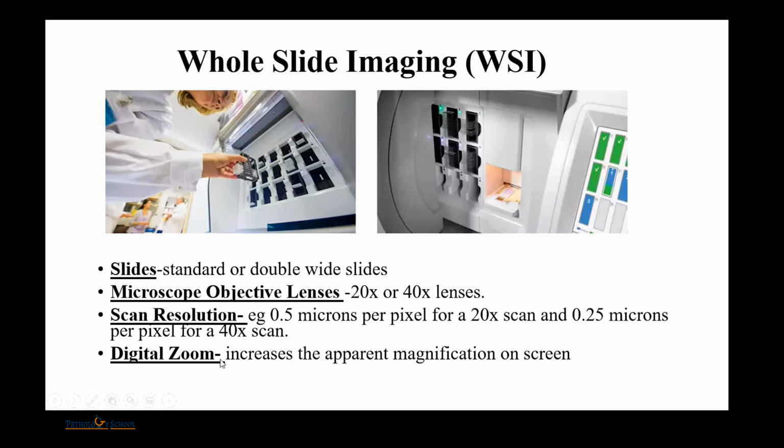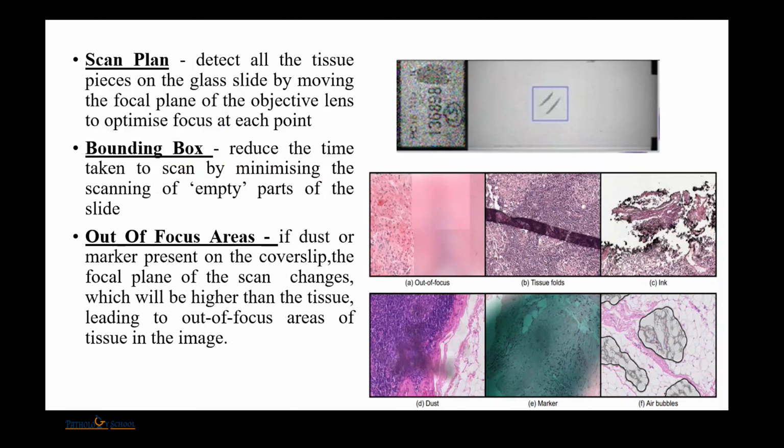Then some of the scanners have a digital zoom technology where you can increase the magnification of your slide. Next is your scan plan. These WSI devices all have their own scan plan, in the sense of how the focal plane of the objective keeps moving. Some scanners scan the entire slide, which is your tissue along with the empty parts. What happens in this is your data increases and the time to scan increases.